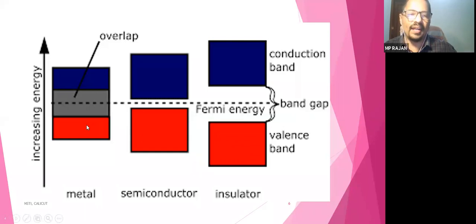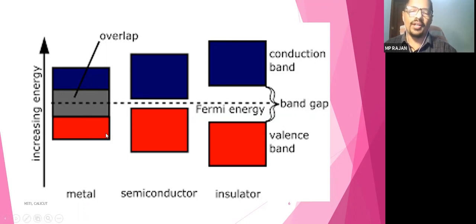When it comes to the metal, you can see these are overlapping. Your valence band and conduction band are overlapping, one inside the other. That means there is no energy gap. So once the energy gap is not there, a minute amount of energy is just sufficient to take a valence electron to the conduction band. Your electron will come out from the valence band. It will be free to move. It will be in the conduction band.